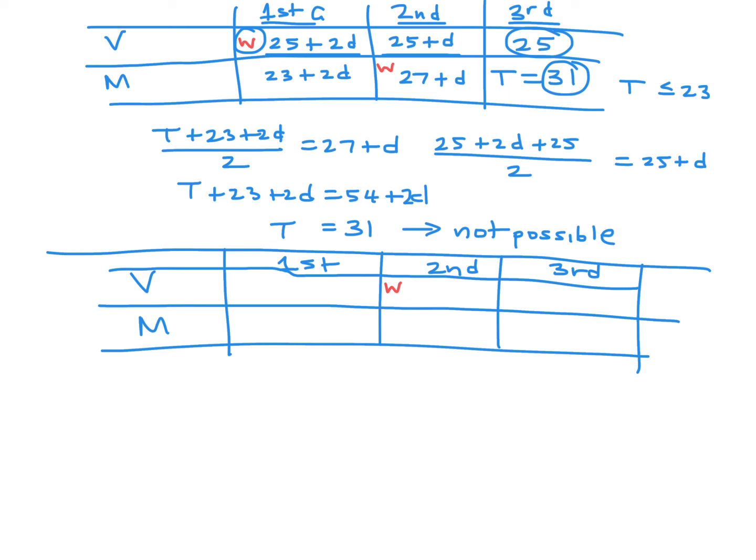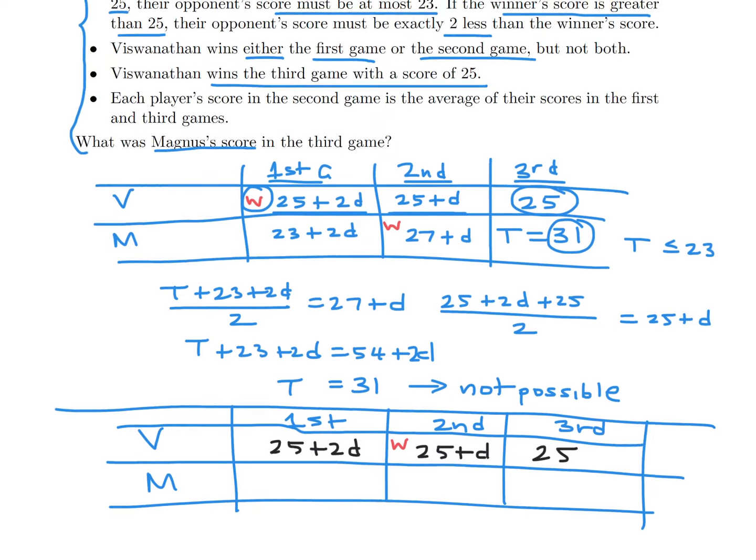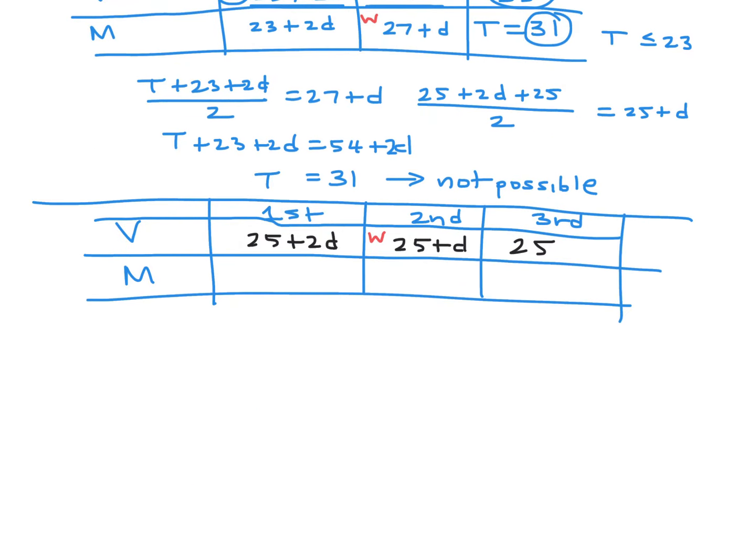Okay. So now, same kind of story. This is still 25. And the 25 plus 2d, that pretty much will be the same. Now we say, if he wins, that means, what was his name? Magnus? Magnus. He loses the second game, so he's going to have 2 less. So it's 23 plus d.